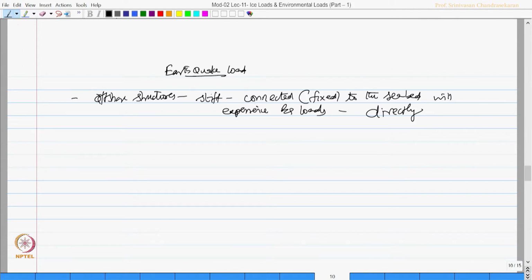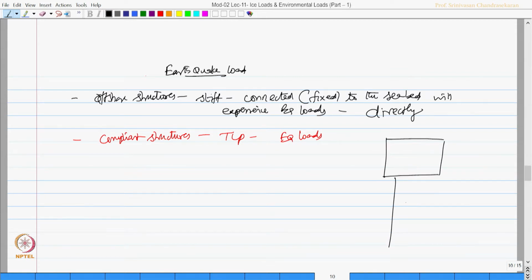However, compliant structures like TLP will also experience earthquake loads. Let us see how. This is a superstructure of the TLP connected to the seabed using tendons. The seabed experiences earthquake loads.